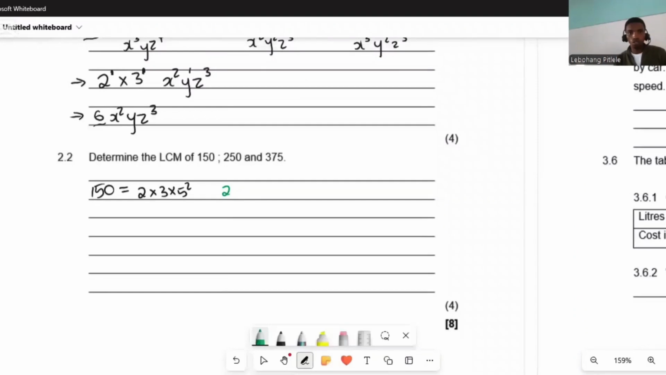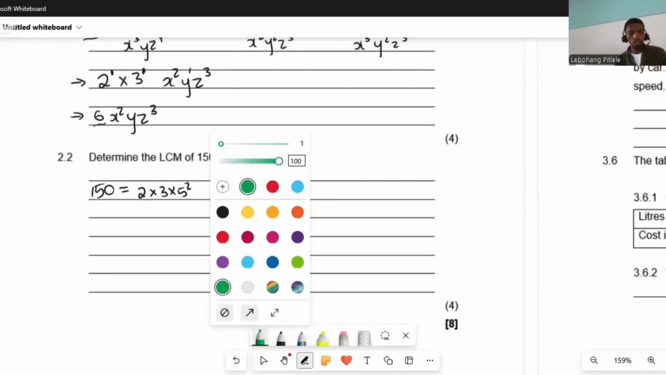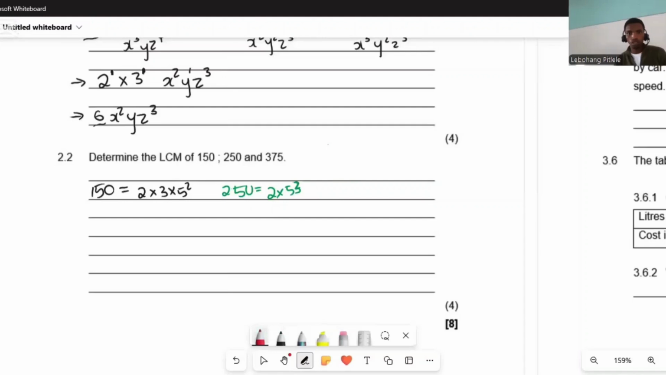For 250, it is 2 times 5 cubed. Cubed, not squared, right? And then another one is 75. Our prime product is 3 times 5 squared. That's it.